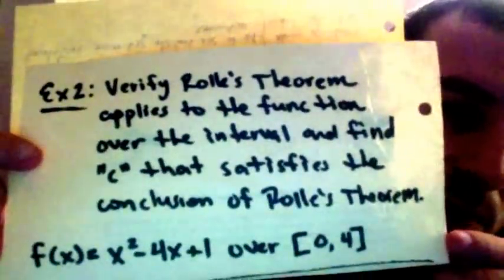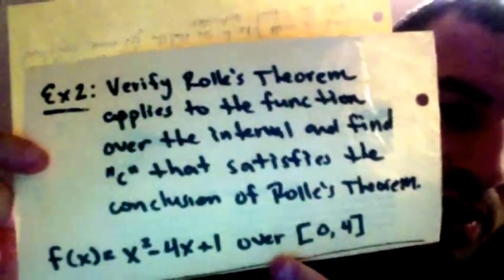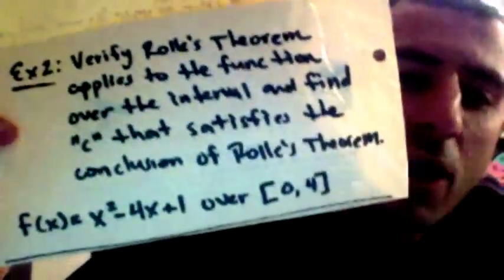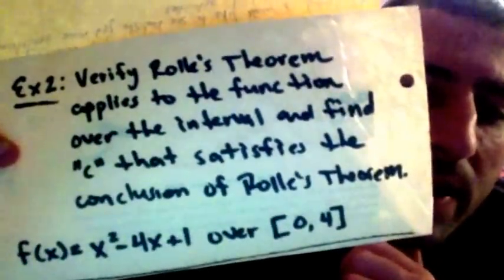Okay, so again, I'm going to give you an example. I think once I put it on the screen, I want you to do it. And then once you're done, unpause it and then check. The question is going to look awfully similar to the one I just gave you, but now it just says verify Rolle's theorem applies to this function over this interval, and then find all values satisfied by the conclusion of it.